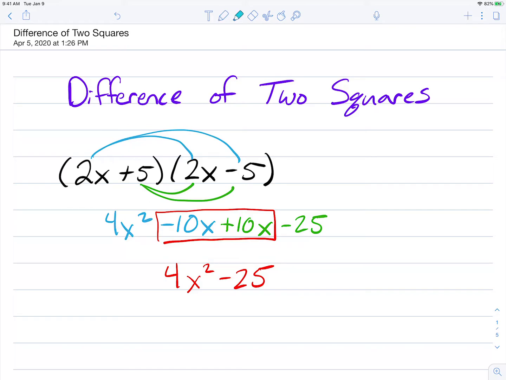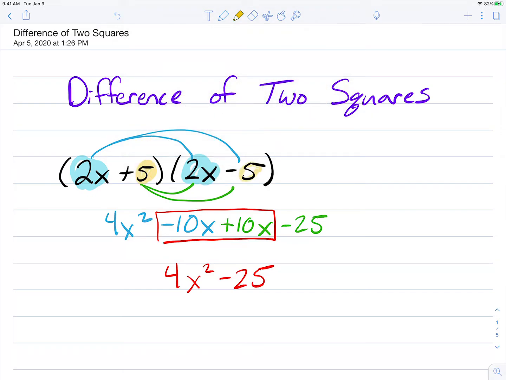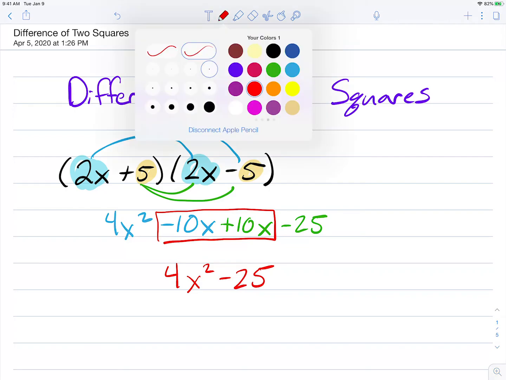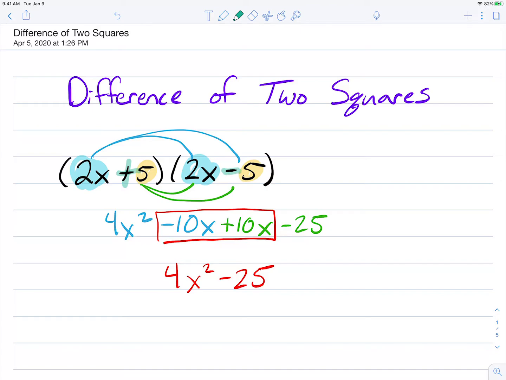If you look at the original problem, the first terms are the same, so they both start off with a 2x. The second terms are both 5s. The only difference is that one of them is a plus and one of them is a minus. All of the answers for today's difference of two squares are going to have the same structure. They're essentially the same binomial, but one's a plus and one's a minus. Again, we're going to start off with what is essentially the answer.